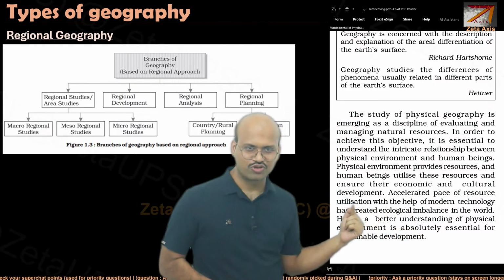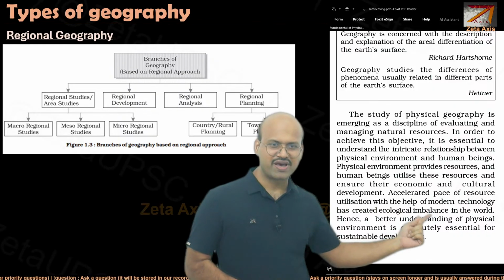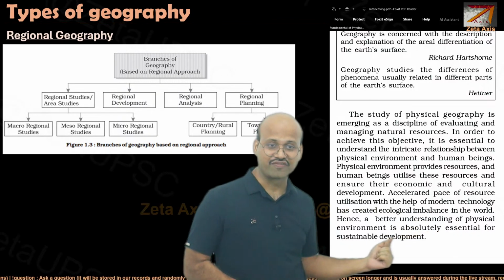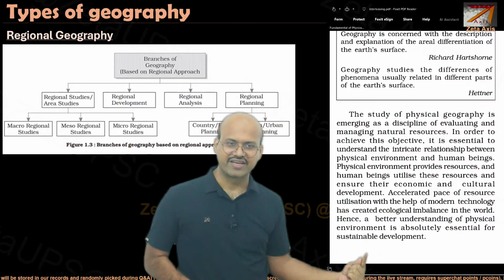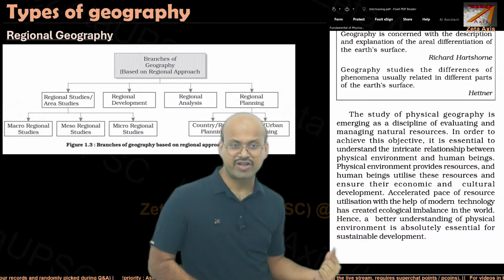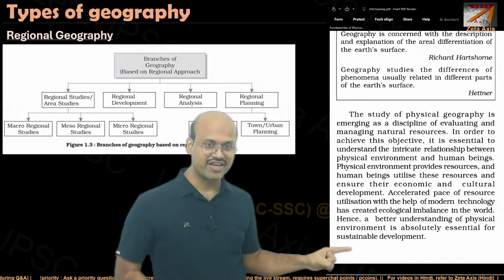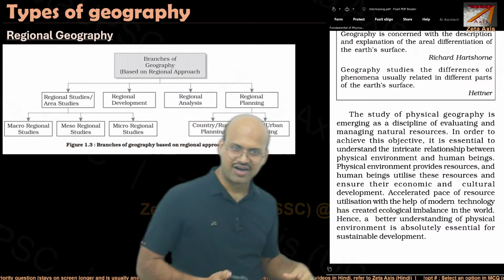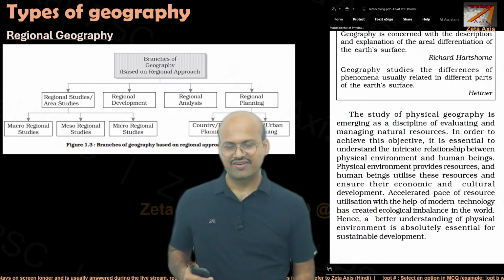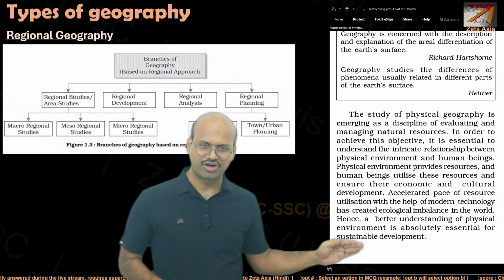Accelerated pace of resource utilization with the help of modern technology has created ecological imbalance in the world. Hence, a better understanding of the physical environment is absolutely essential for sustainable development. It is talking about sustainable development, and if you are studying for UPSC, then this will be a very important topic throughout your studies. What factors will help us to achieve sustainable development? So this is a very important topic.